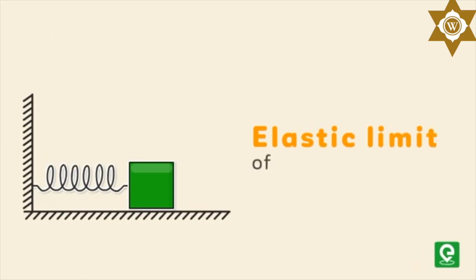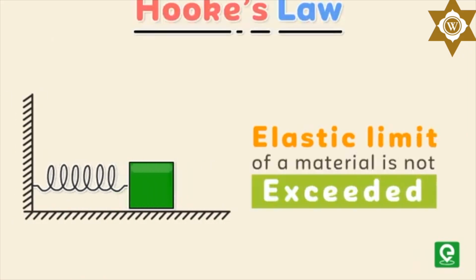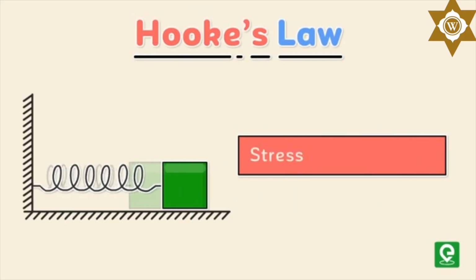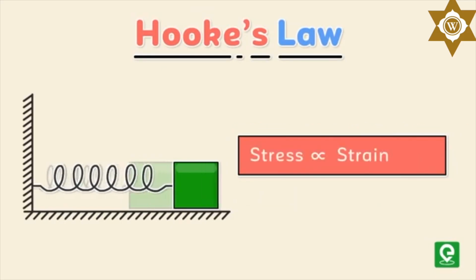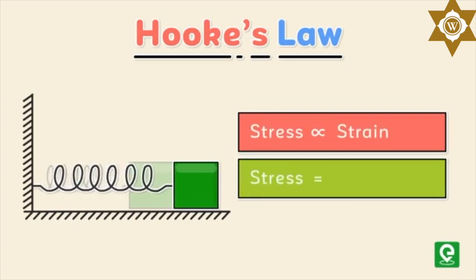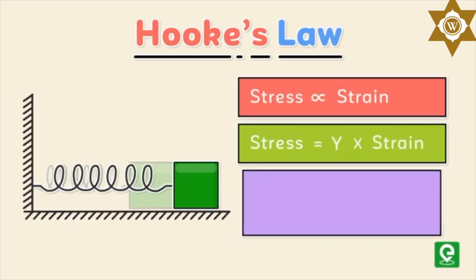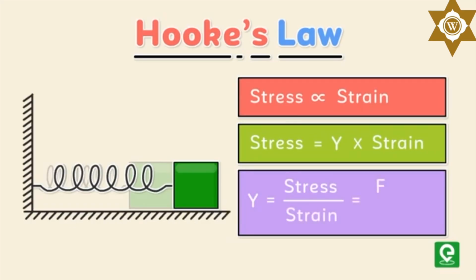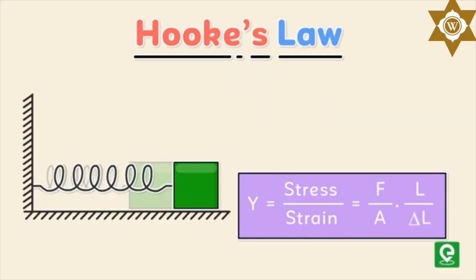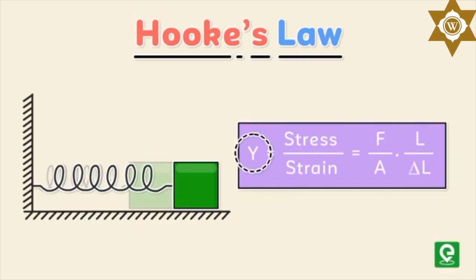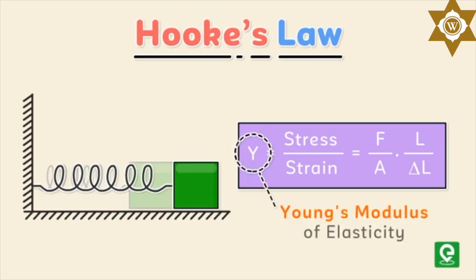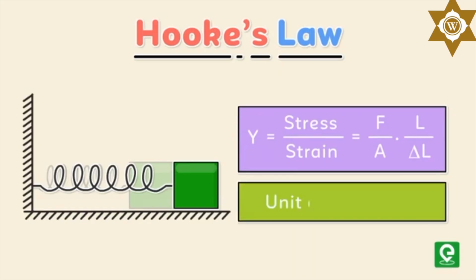If the elastic limit of a material is not exceeded, then from Hooke's law, stress is directly proportional to strain, or stress equals Y into strain. This implies Y is equal to stress upon strain, which is equal to force into length divided by area into change in length. Here, Y is the constant of proportionality and it is called the Young's modulus of elasticity of the rod. The unit of Young's modulus is Newton per meter square.